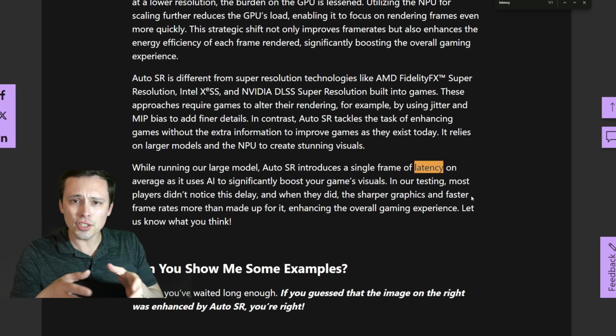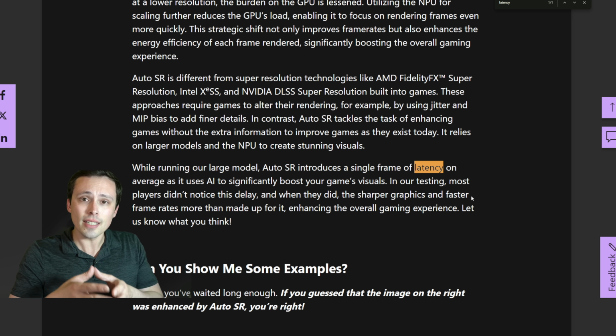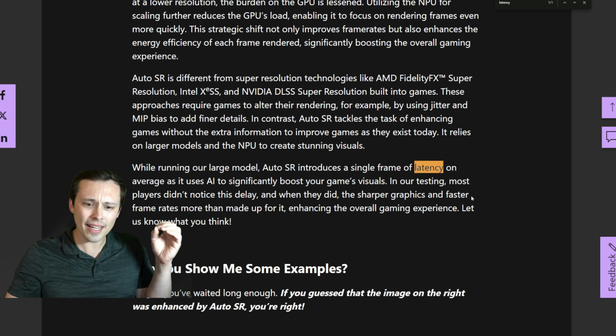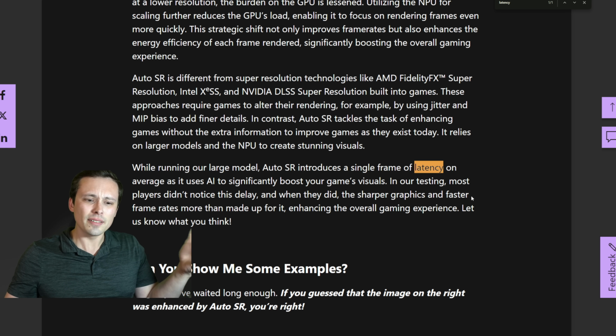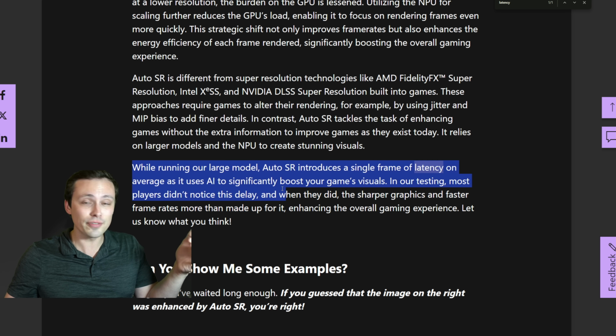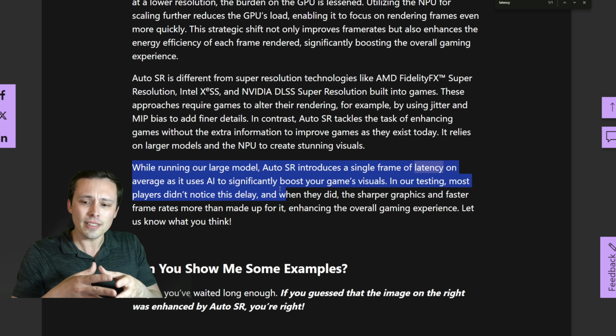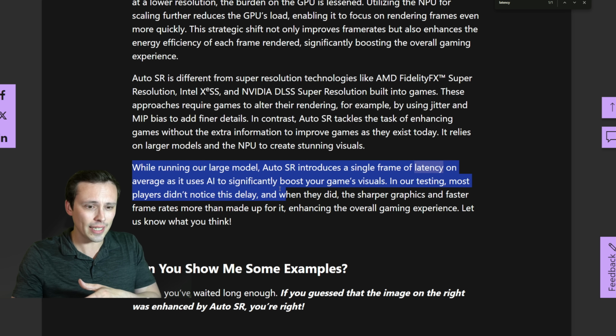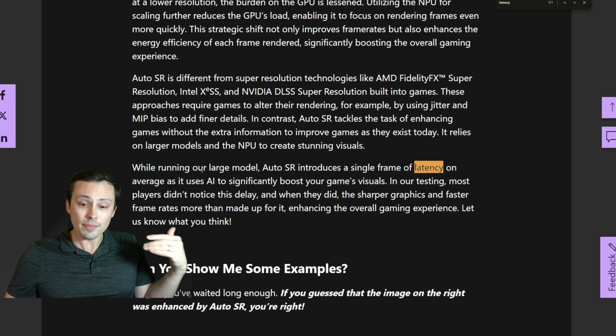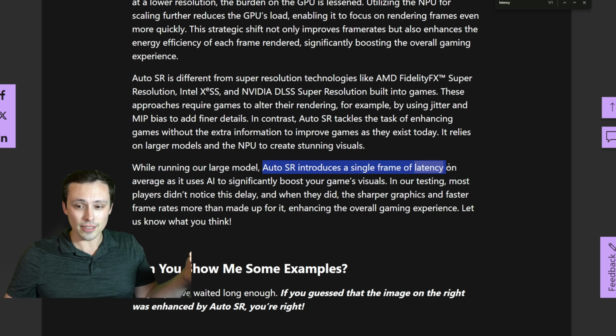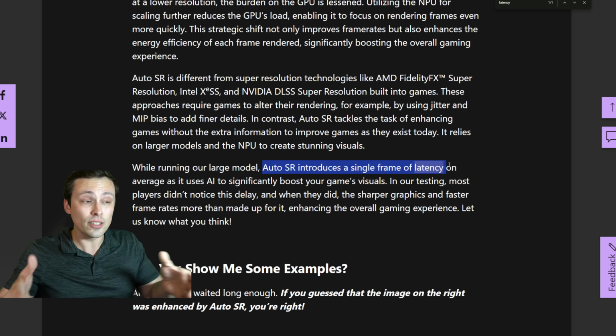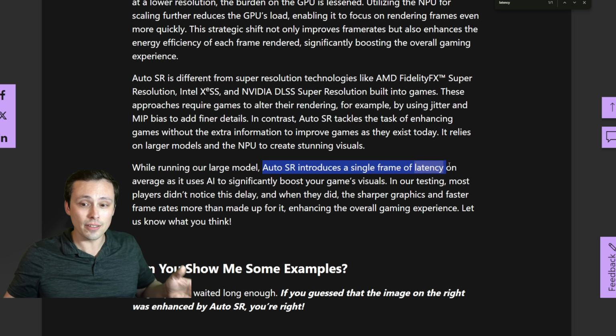When NVIDIA launched DLSS 3, there was a lot of discussion about the added latency. And I think in NVIDIA's posts, like what we're seeing here, but for DLSS 3, NVIDIA was claiming it was about half a frame of additional latency. And Microsoft here, talking about their super resolution technology, is talking about a full frame of additional latency. That's more significant.